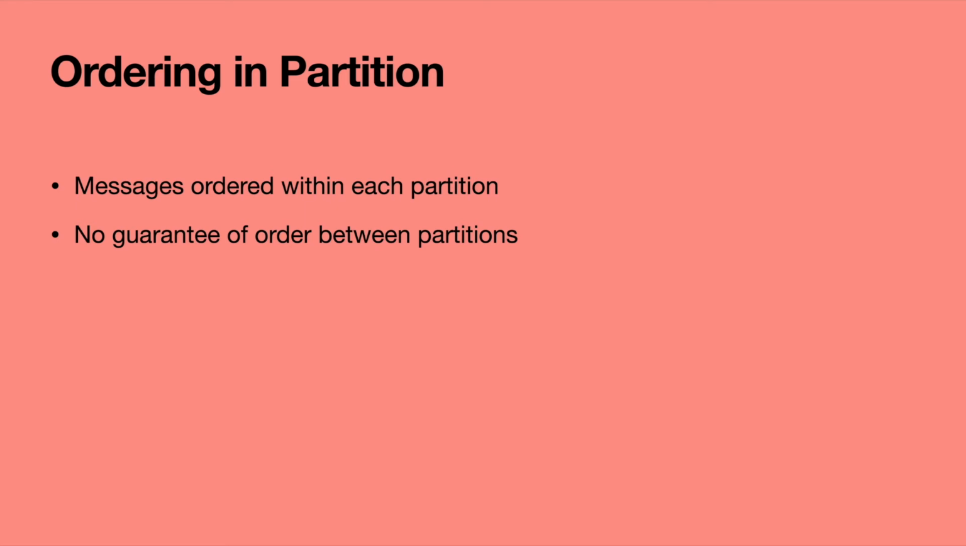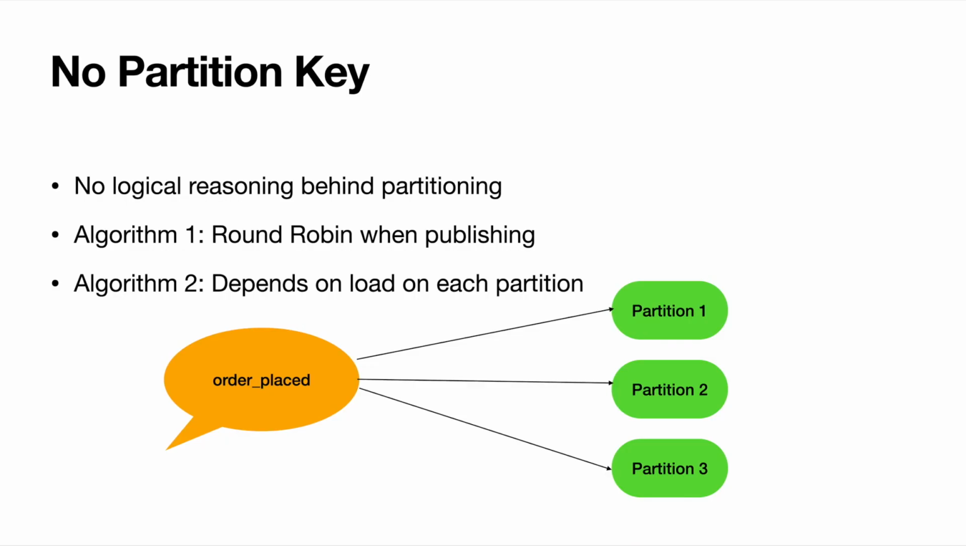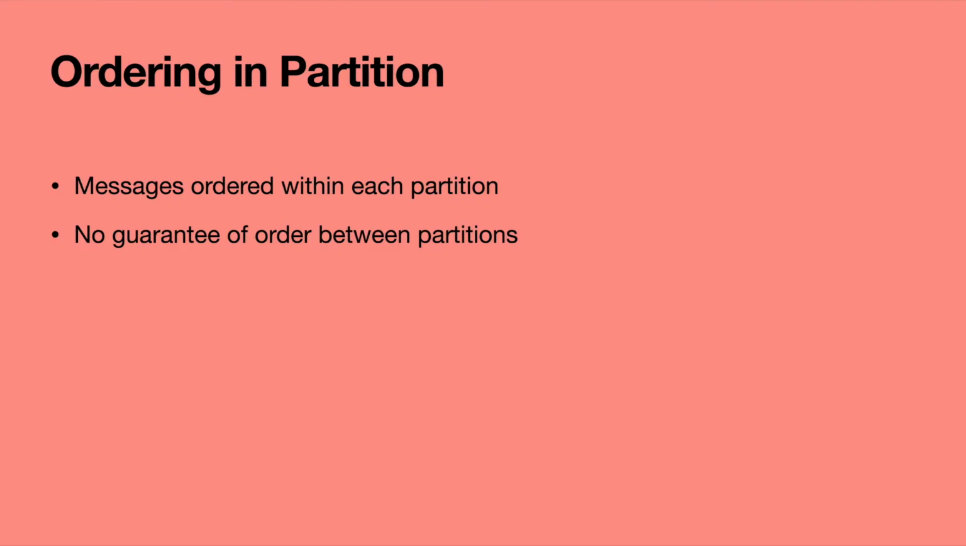However, there is no guarantee of order between partitions. So if you have 3 partitions like we have over here, and you're consuming from only one partition, in this case let's say partition 1, you have the guarantee that the order you're reading in is the same order the messages were inserted in. However, if you're reading from 2 partitions, 1 and 2, and you have one message from 1 and then one message from 2, you do not have any guarantee of which message came before, because the order is being maintained only within the partition. Across the partitions, you have no guarantee.